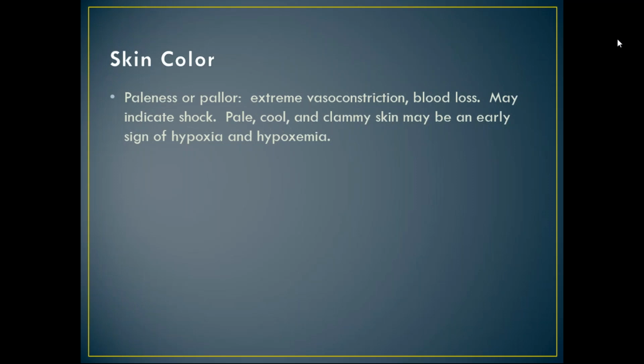So first, if we walk into the room and we see that patient depicting paleness or pallor, this is going to be extreme vasoconstriction, oftentimes associated with blood loss, whether it's internal or external. This could indicate shock. The patient could have pale, cool, clammy skin. This could either be an early indication of hypoxia, hypoxemia, or hypovolemia.